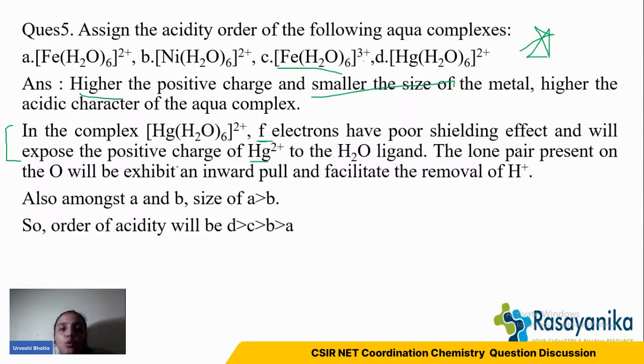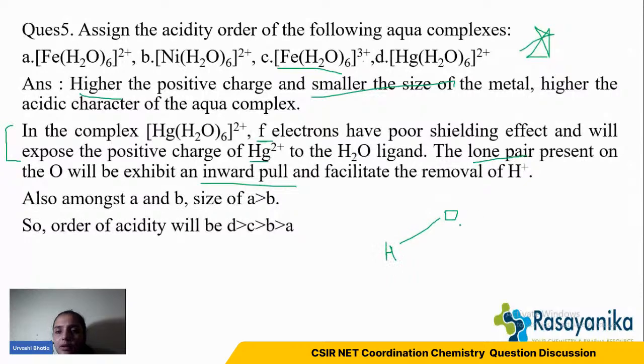So they'll expose the positive charge of mercury to the H2O ligand, and in turn what happens, see, the lone pair present on the oxygen will exhibit an inward pull. Okay, so the electrons of the oxygen will be pulled towards the, actually basically not the lone pair, it's the bond which is present, like the O-H bond, if we can talk about it like this.